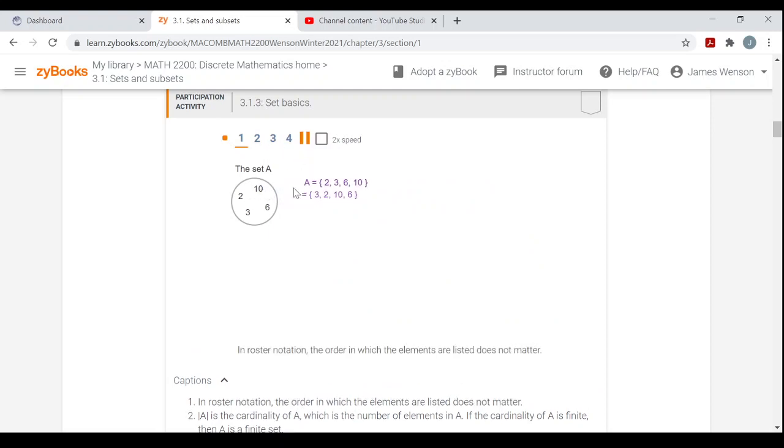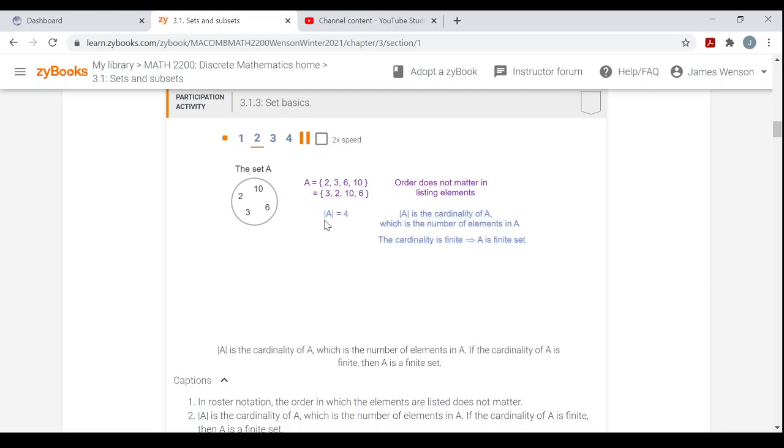So here's a set A with elements 2, 3, 6, and 10 written in roster form, roster notation, where you just list them off. And the order does not matter. So this is the same set here with 3, 2, 10, and 6. The cardinality of A, which again looks almost like absolute value, is 4. It's just the number of elements of A.